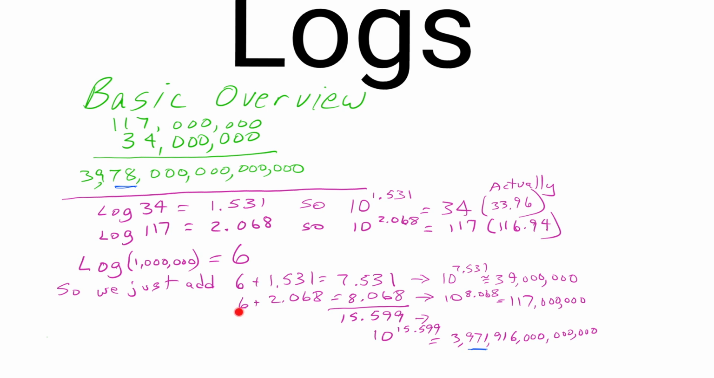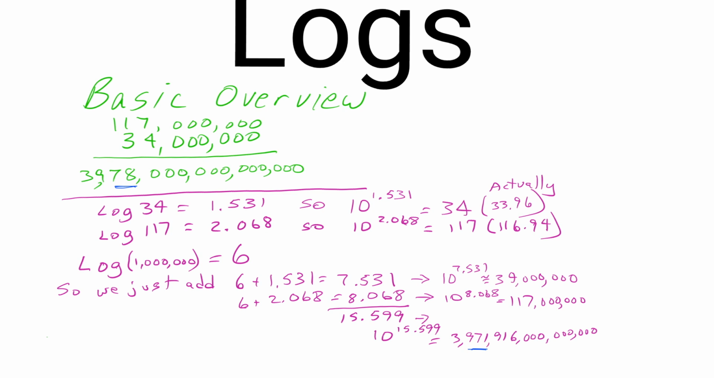We'd do the same thing with the next number, the 117 million, except we would take the 6 and add it to the 2.068, and that would give us 8.068. And then we add these two numbers together, and that gives us 15.599. Now, what that would mean is that 10 raised to the 15.599 was the answer to the problem. What's 117 million times 34 million?